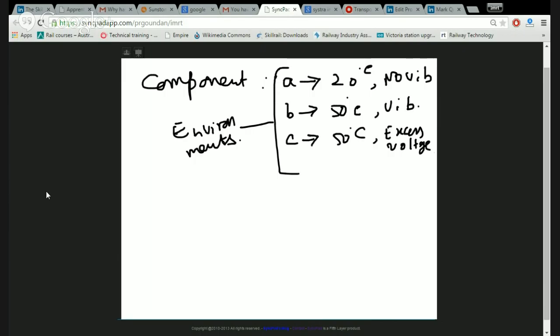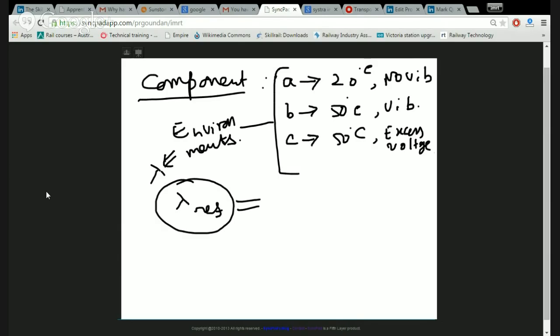Now for the same component, I can't give so much data, so much environment will be there, variations in environment. So for each combination, I have to give one lambda for each environment condition, which is very difficult. So the handbook gives what is called a reference lambda.